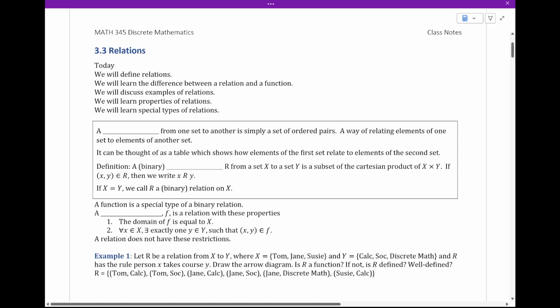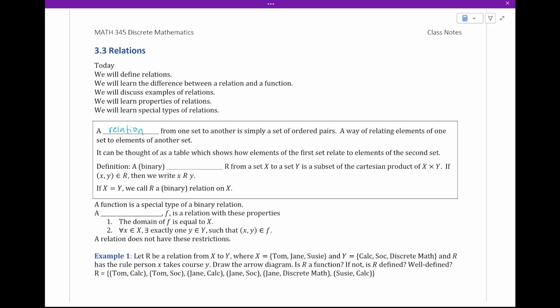Hi, hello, welcome. This is Discrete Mathematics, and today we are talking about section 3.3, relations. We're going to define what relations are, look at the differences between relations and functions, which we talked about in our last video. We'll discuss different examples of relations and learn about some properties and then some special types. So first up, what is a relation?